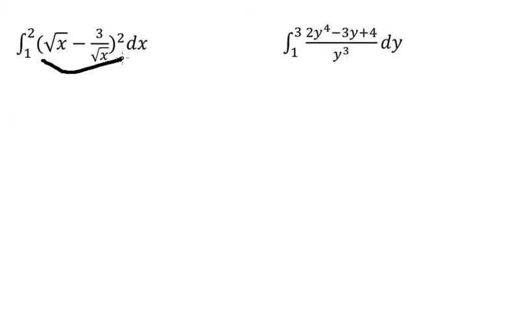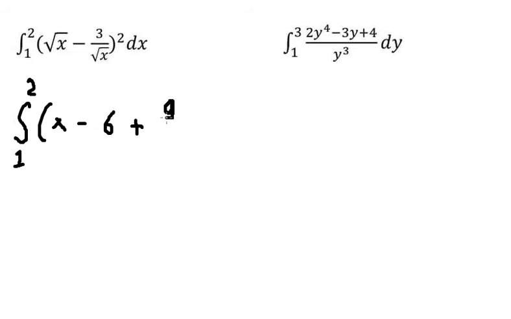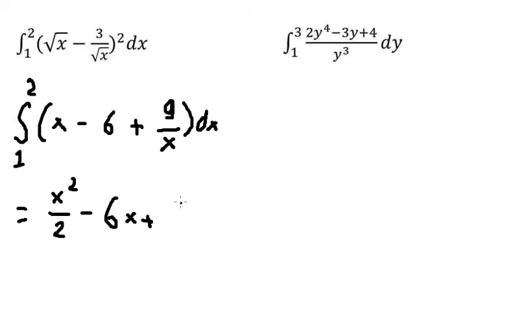About the first one, we need to expand. And you got about s minus number 6 plus 9 over s ds. So we got the final answer. That should be about s squared over 2 minus 6s plus 9 ln of the absolute value of s.